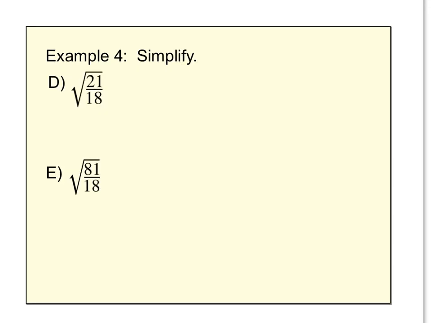Let's try part D. So you can see we have root 21 over 18, and we have a fraction under the radical, which is not okay. Can we reduce that fraction, 21 over 18? Yeah, 3 goes into it. So really, this is the same as 7 over 6. 21 divided by 3 is 7, 18 divided by 3 is 6. So simplify first if possible, or reduce first if possible. I'm just going to make a note of that.